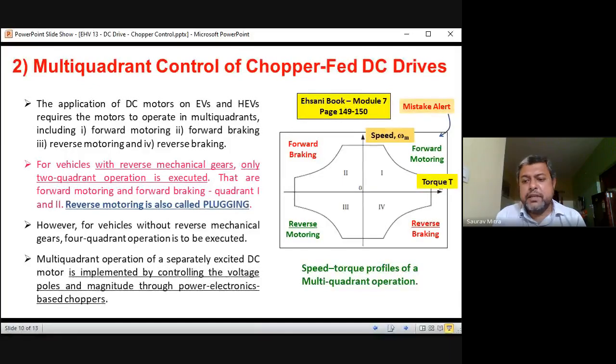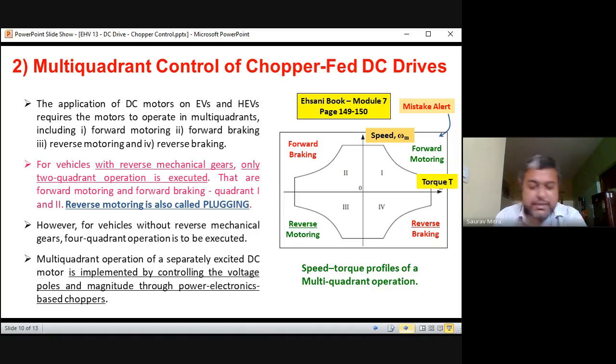And we have seen the example of this four quadrant operation of DC drive. So the chopper can help us generate positive and negative torque and positive and negative speed. That means anti-clockwise and clockwise rotation. As I told you, anti-clockwise rotation is taken as positive direction speed, and clockwise rotation is taken as negative direction speed. So all these things are possible.